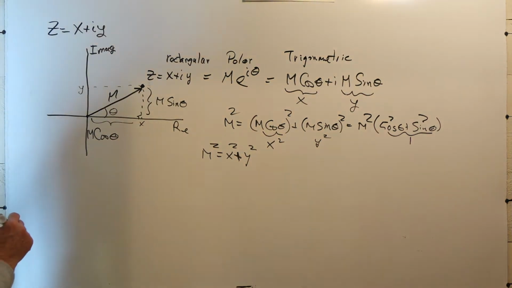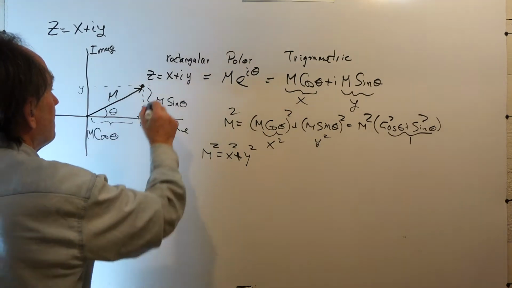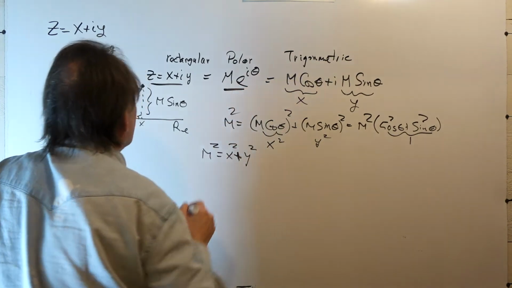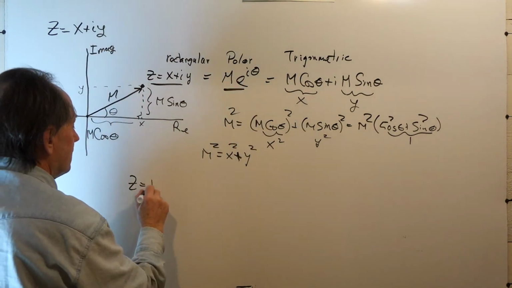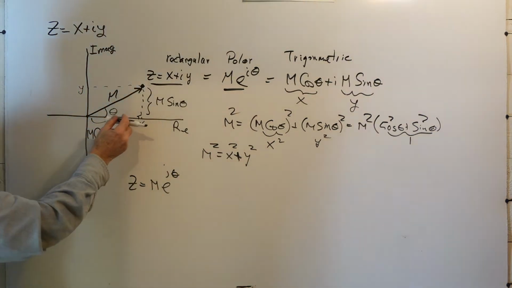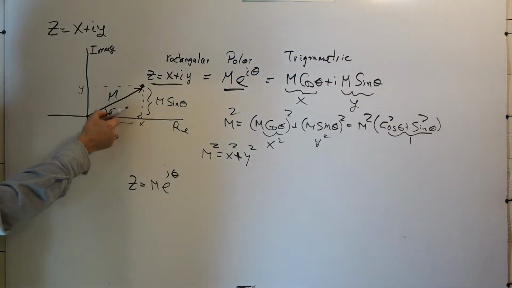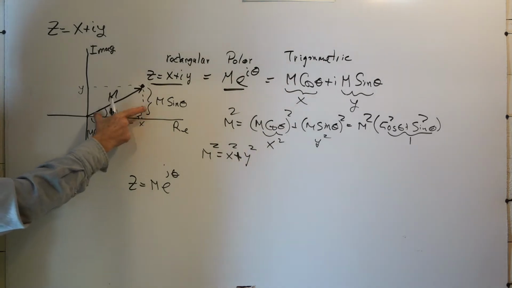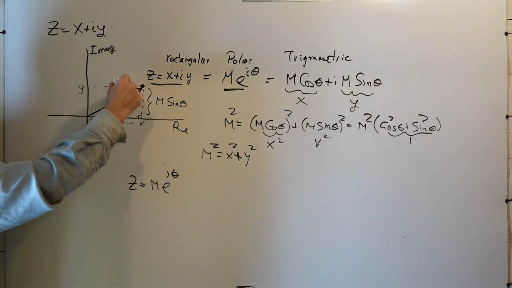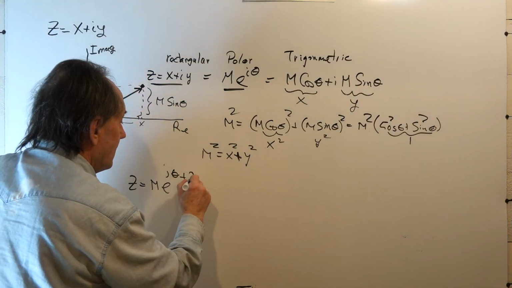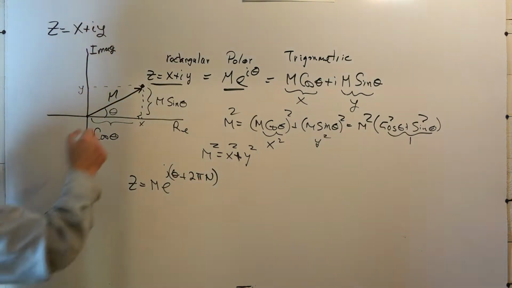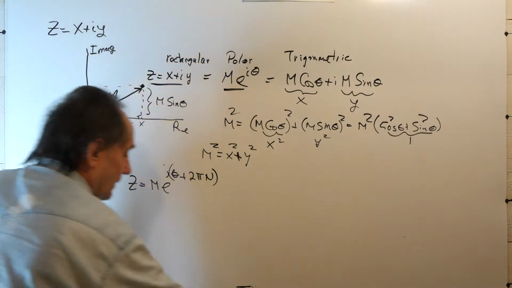Now, there's an infinite number of ways in which we can represent the complex number z. If we look at the polar form, z equals m e to the i theta, what that means is we take a vector of magnitude m and we sweep it through theta. Well, we can get to the same point if we rotate once around. So if we add 2 pi n, any integer multiples of 2 pi, we get to the same spot.